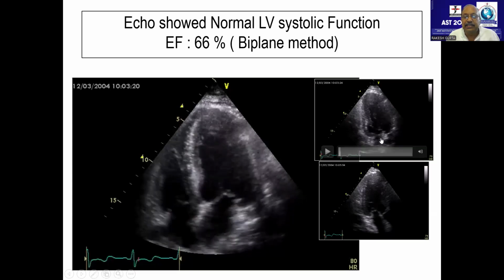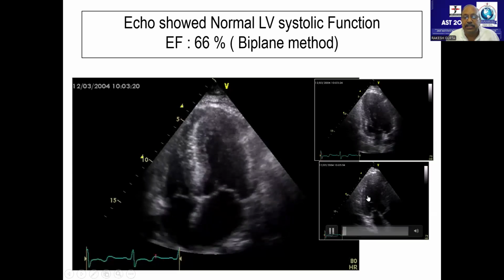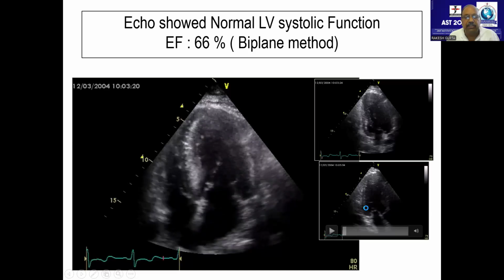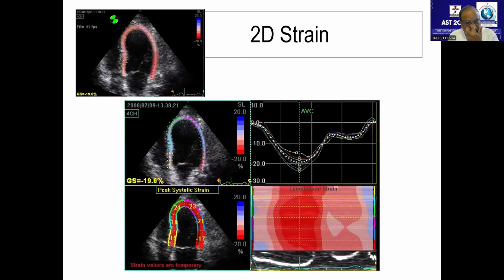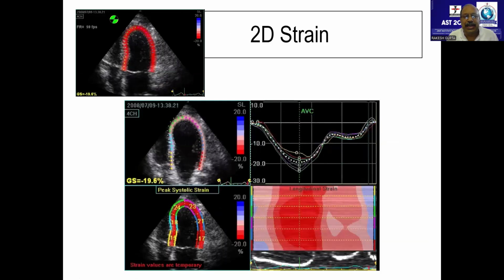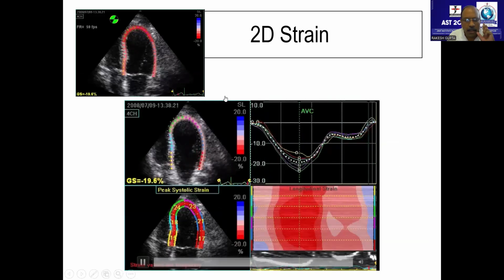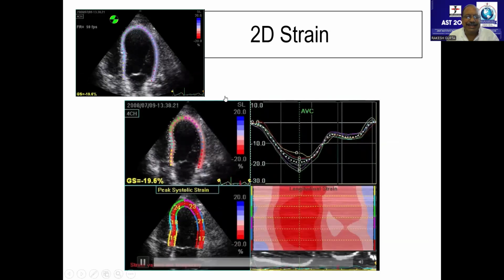Moving further, let's look at the systolic function of this picture. In this picture, the ejection fraction is almost normal. So what's the problem? When ejection fraction is normal, what is the problem? In 2024, we always look at strain imaging. Not at your level, I'm saying it again and again.